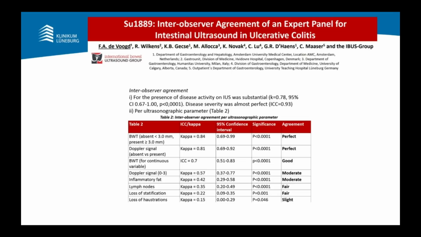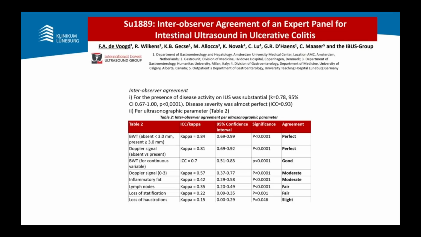But the most important parameters, bowel wall thickness and Doppler signal graded as absent versus present, were perfect. Doppler signal graded in various categories, as we know from other trials, was more moderate. But if you use bowel wall thickness absent less than 3 millimeters, present equal or more than 3 millimeters, or Doppler signal absent versus present, you get perfect interobserver agreement. Now, interobserver agreement seems to be, at least for those parameters, perfect to good.